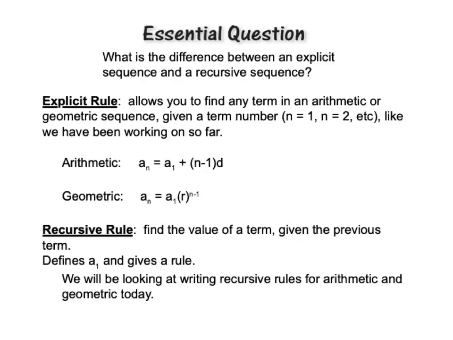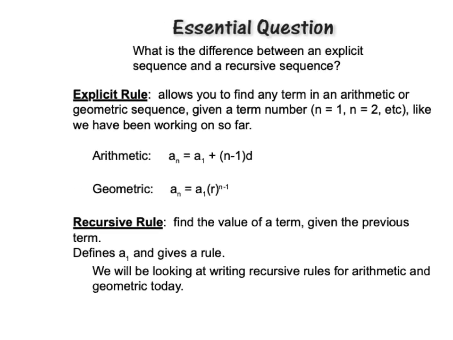All right, here we are, Chapter 8, Section 5, the last section in our sequence and series chapter. And up till now, we've been doing quite a bit of writing rules. And the way we've been writing rules in the first half of the chapter was we wrote explicit rules.